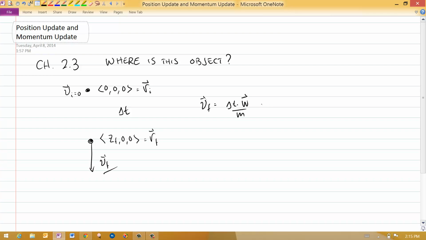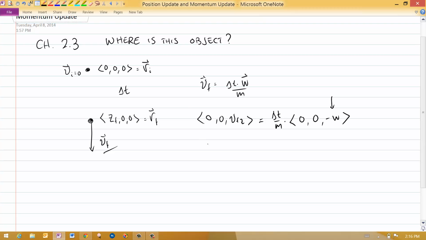If we resolve this into the z components, before I do that, let me just write this as triples of numbers. The final velocity has 0 for its x component, 0 for its y component, but v final z for its z component. And that's equal to the scalar multiple of the weight vector, delta t divided by m, times the weight, which has a component of 0 in the x direction, 0 in the y direction, and the magnitude of the weight points in the minus z direction. That's what that minus is sitting there for.